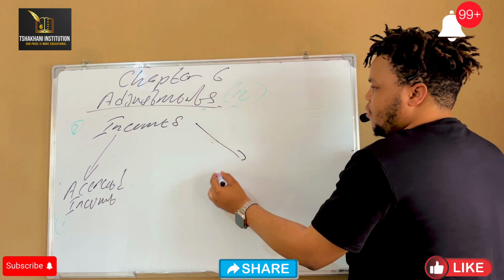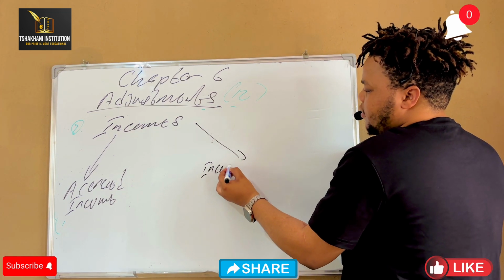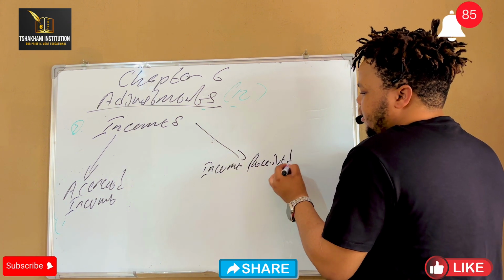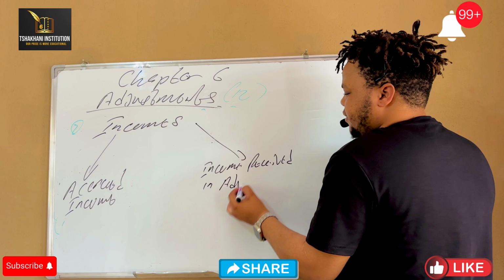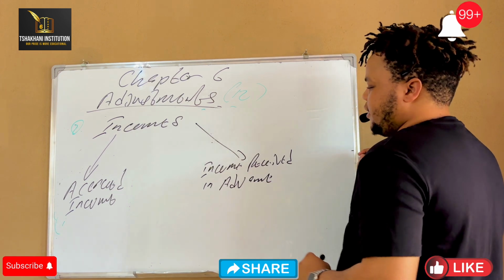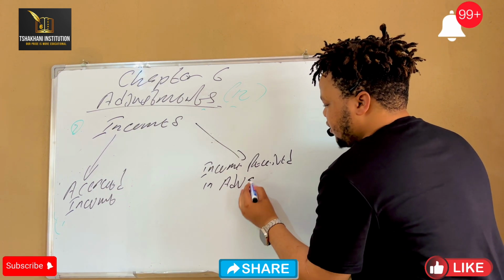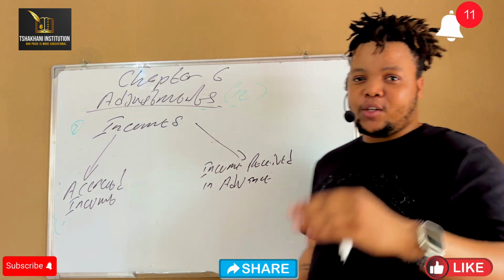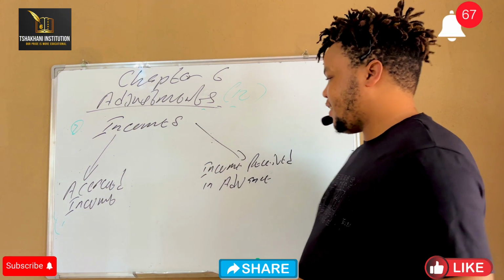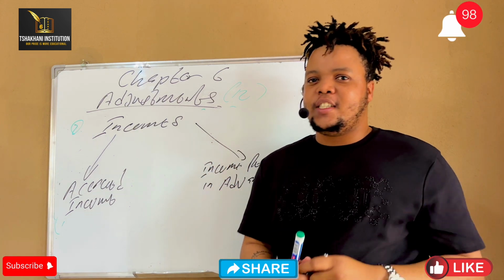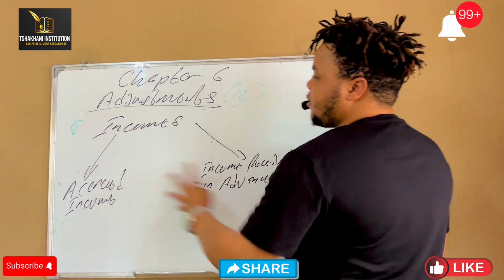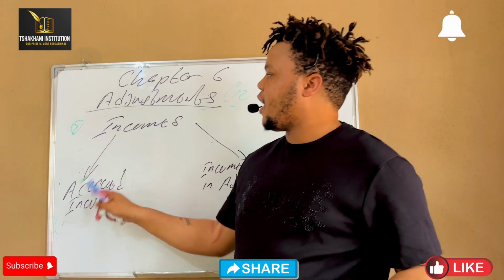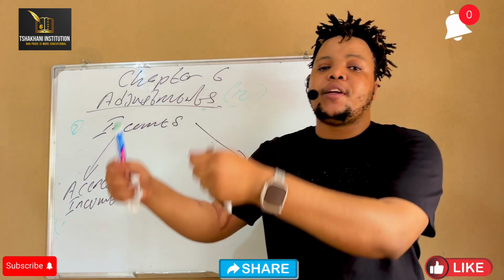And then you are going to have what we call income received in what? In advance. Income received in advance. There is another name to call this income received in advance. I want you to tell me in the comment section if you have done proper accounting in high school. So these are the situations: when you see the adjustment of incomes, it causes an accrued income, or it causes what? Income received in what?